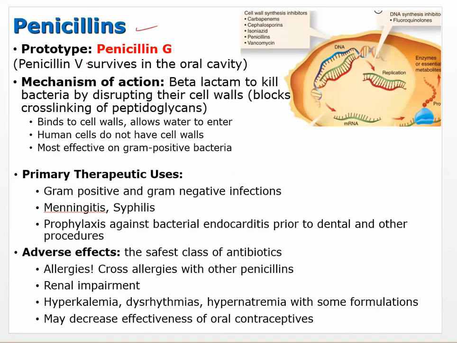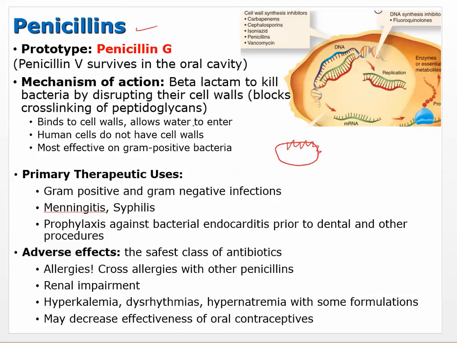So penicillin G is the one. There's another formulation, penicillin V, that survives in the oral cavity, so that's used a lot for dental types of procedures. Mechanism of action: it's a beta-lactam that kills bacteria by disrupting the cell wall, and it blocks the cross-linking of the peptidoglycans that make up the cell wall.